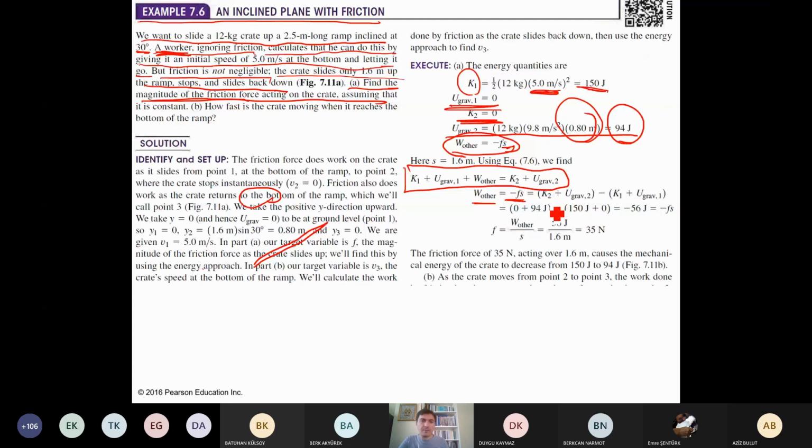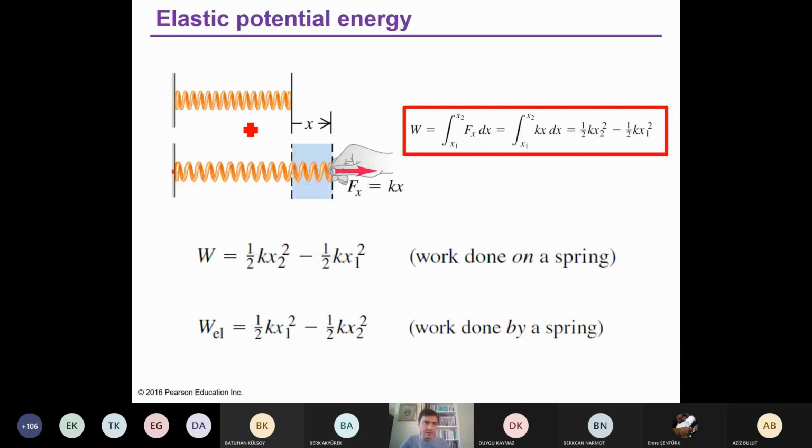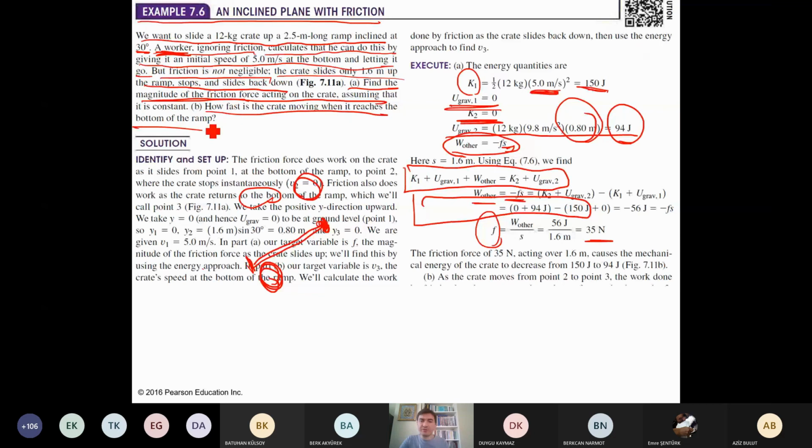And what about the second question? How fast is the crate moving when it reaches the bottom of the ramp? You can do the same, okay? This is position 2, and this is the last position, position 3. So again, you can write all these equations, okay? You can find the velocity of the crate when it reaches the bottom of the ramp. I will not go into detail due to the limited time, so you can do it by yourself. It is very easy to understand.